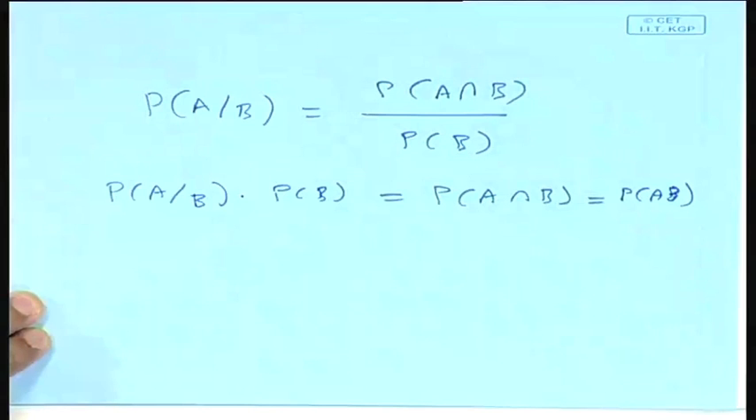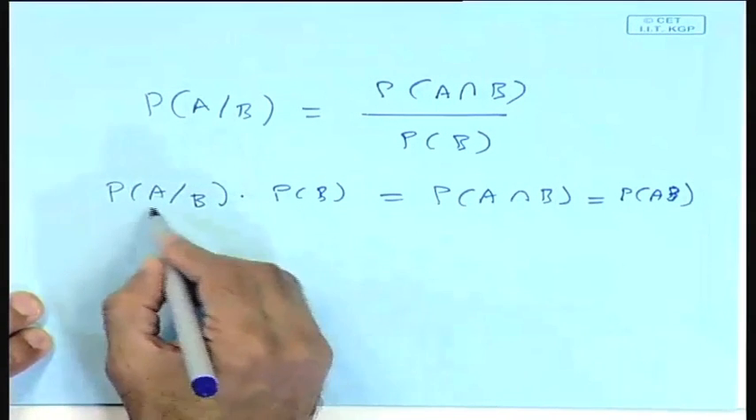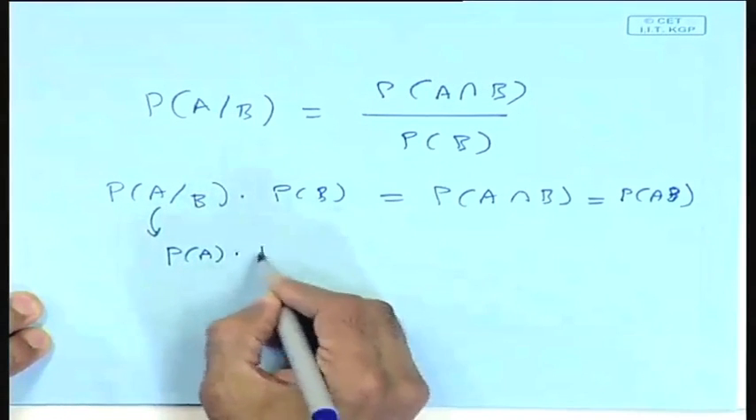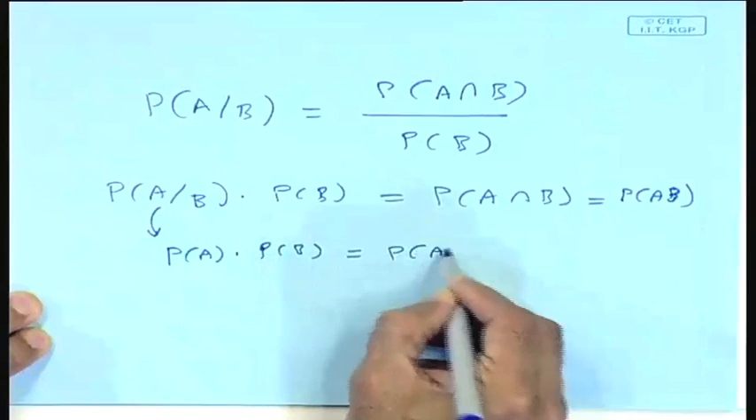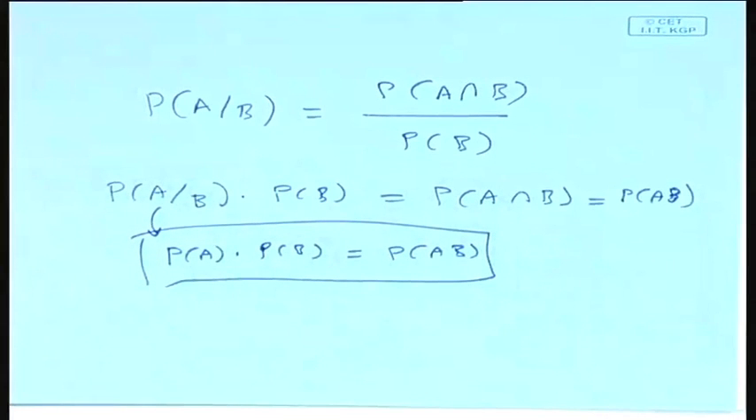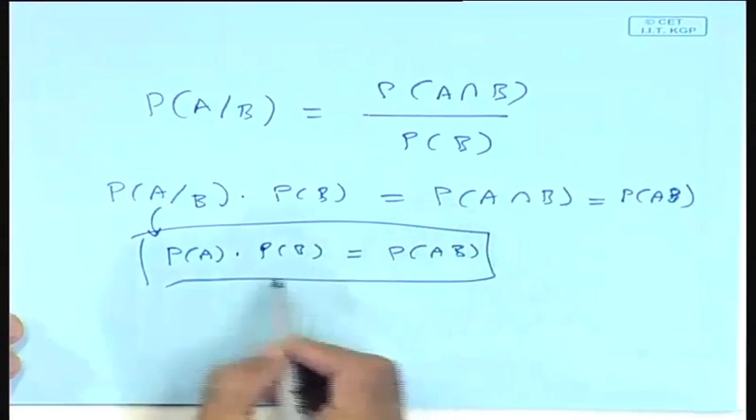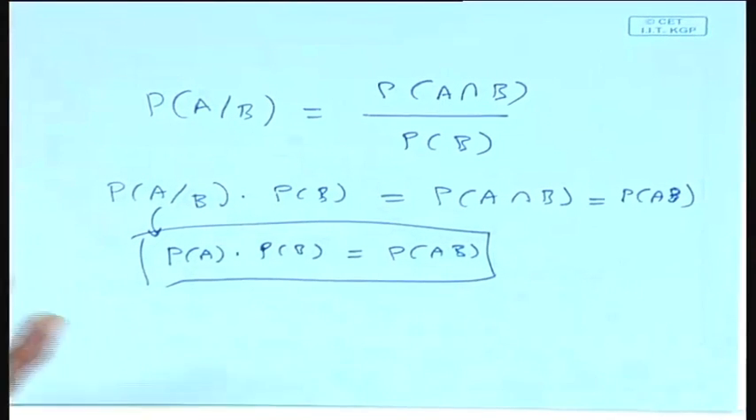No problem so far. Now, if A and B are independent, then P(A given B) turns out to be P(A), and P(A) multiplied by P(B) is equal to P(AB). This is the result I want to utilize. I look at P(AB). Is that equal to P(A) times P(B)? And this should be true for all outcomes, by the way.